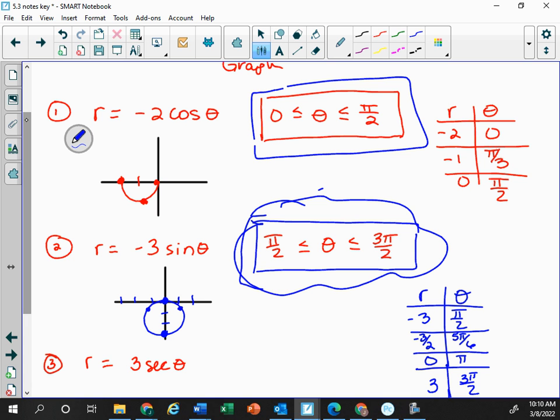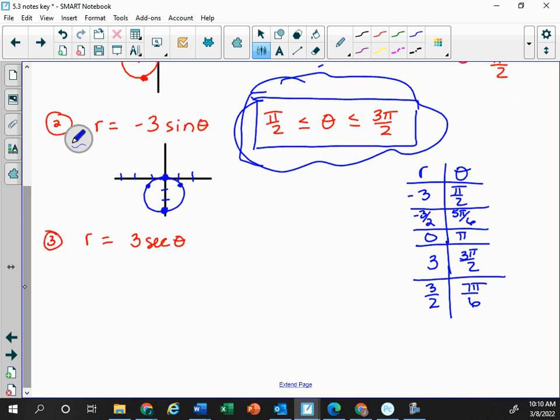But if you're unsure at all as far as how much of the graph is going to show up, definitely plug in a few points. Okay? Are we okay? All right, the last one hopefully was the easiest one.